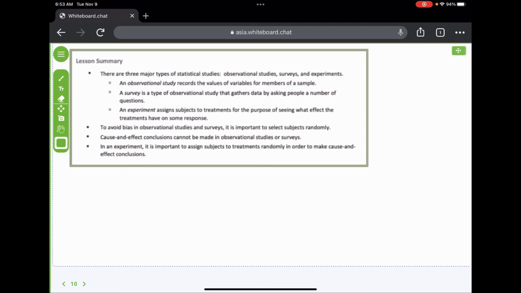So here's what you have to watch out for. To avoid bias in observational studies and surveys, it is important to select subjects randomly. Cause and effect conclusions cannot be made in observational studies or surveys. In an experiment, it is important to assign subjects to treatments randomly in order to make the cause and effect conclusion.